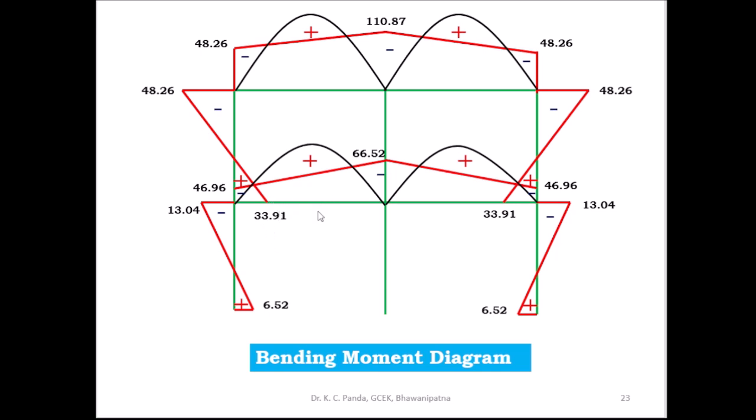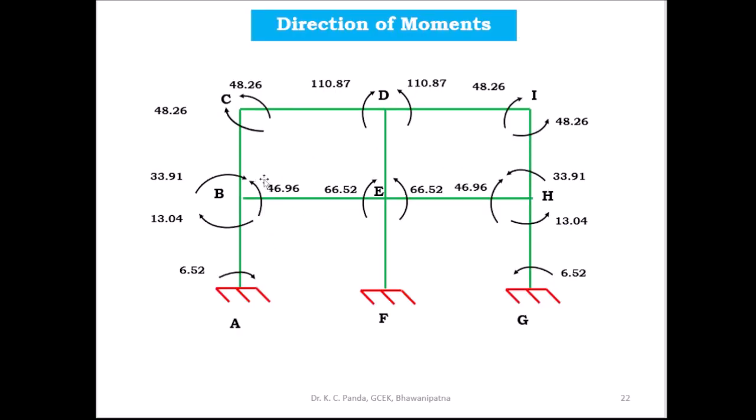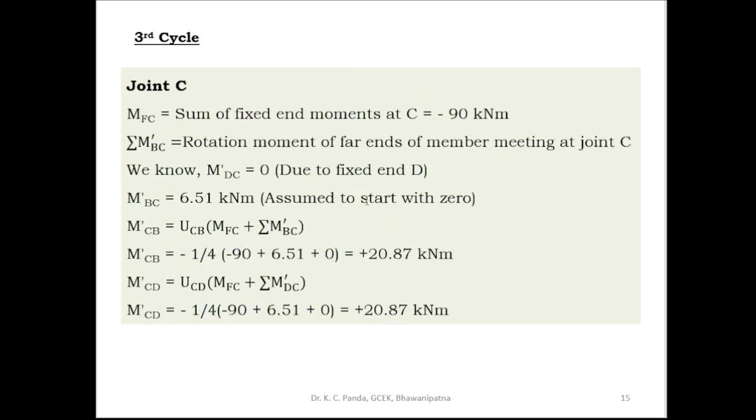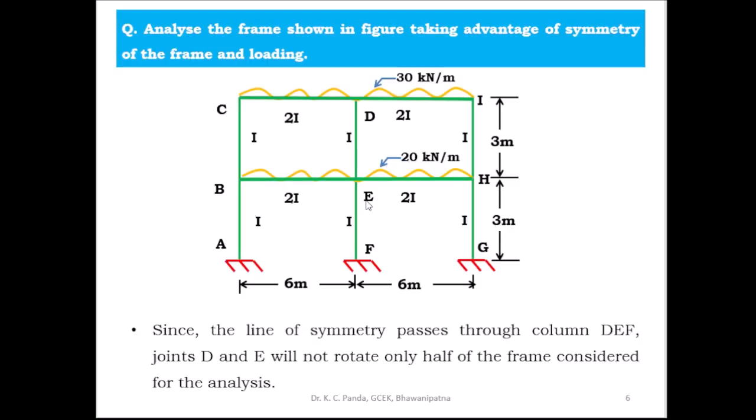Then, as you know what load is given on the beam, from that loading you can draw the free bending moment diagram. Here given the UDL 30 kilonewton per meter and here given the UDL 20 kilonewton per meter. Here you draw the free bending moment diagram, which will be parabolic. For this one, WL square by 8, 30 into 6 square by 8, and for this one also 30 into 6 square by 8.